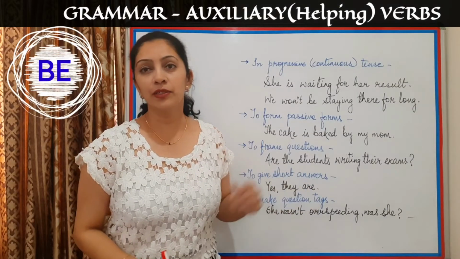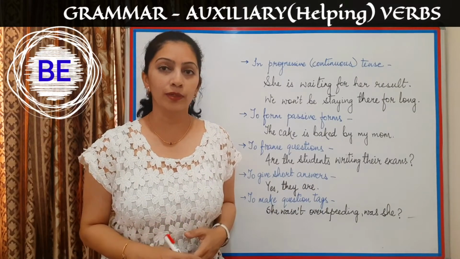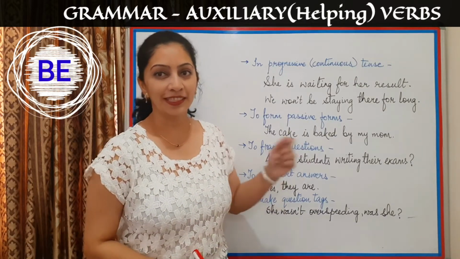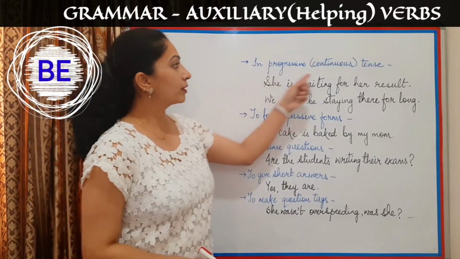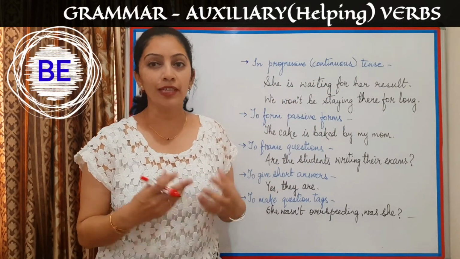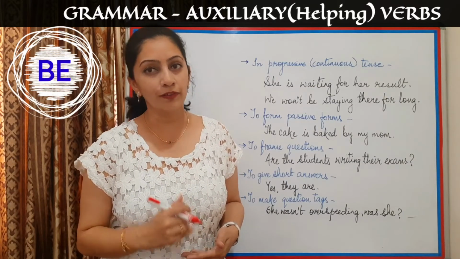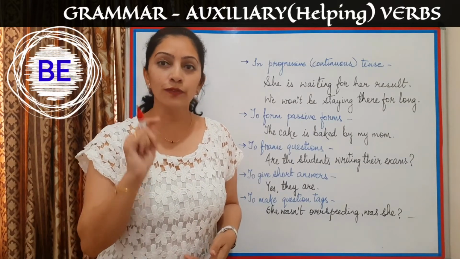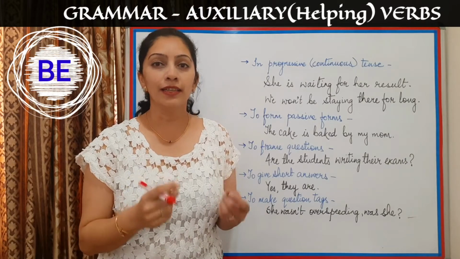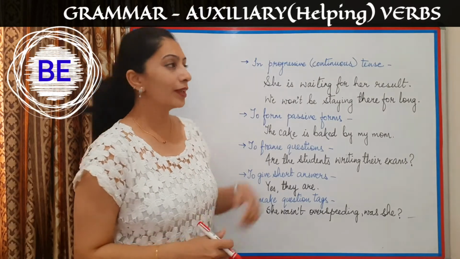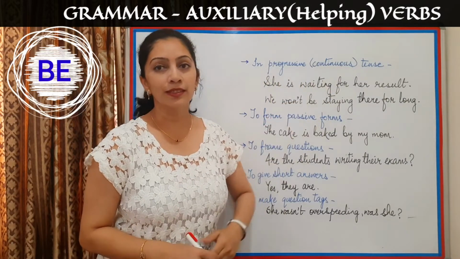Now here are the uses of be as an auxiliary verb along with an example on each use. Let's see what these are. In progressive or continuous tense, whether it is present, past or future, with the ing form of the verb, we write is, am, are, was or were. So that is with the continuous tense.